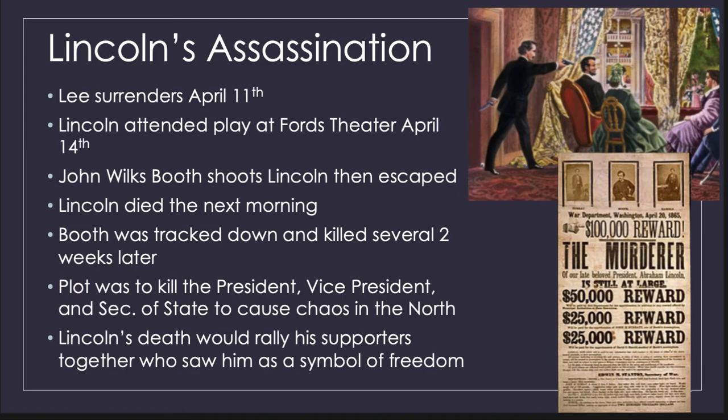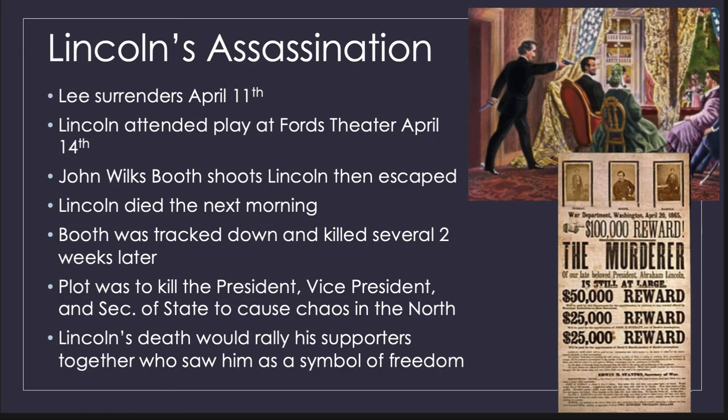The plot, though, wasn't just to kill Lincoln. The plot was to also kill the Vice President, Andrew Johnson, and the Secretary of State, William Seward. And the reason being, if the president was killed, the Vice President was killed, and the Secretary of State was killed, then the top three people in the line of succession for the presidency, all the Republicans, would be dead, and the North would be left in chaos. And the Confederacy thought that if they could do this, then they could step in, take over the United States, and rightfully secure their position after the Civil War.